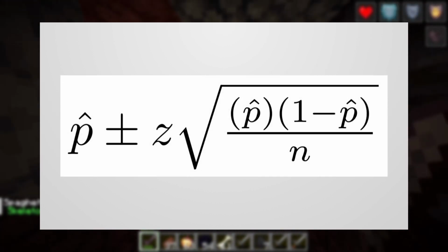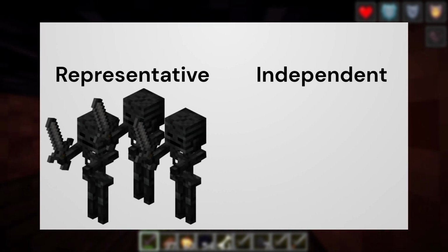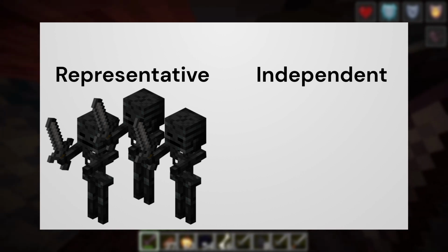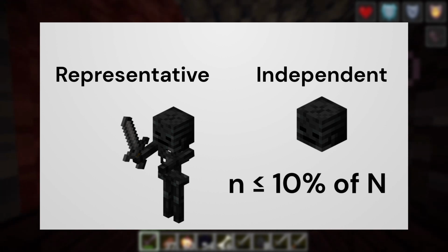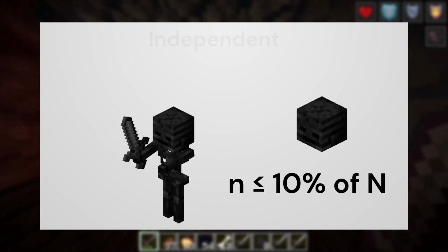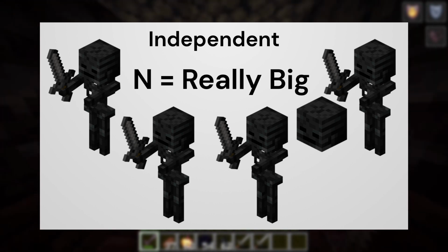But before we construct our interval, we need to check some conditions. First, we should make sure our sample is representative and independent. All wither skeletons are identical, so our sample is representative of all wither skeletons. For sampling without replacement, we need to make sure that our sample isn't bigger than 10% of the population. Since the population of all wither skeletons is virtually infinite, we can assume independence.